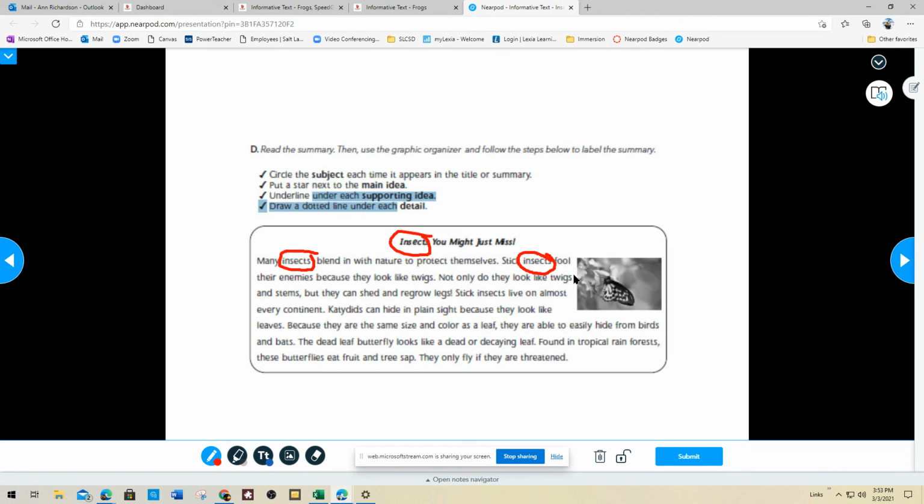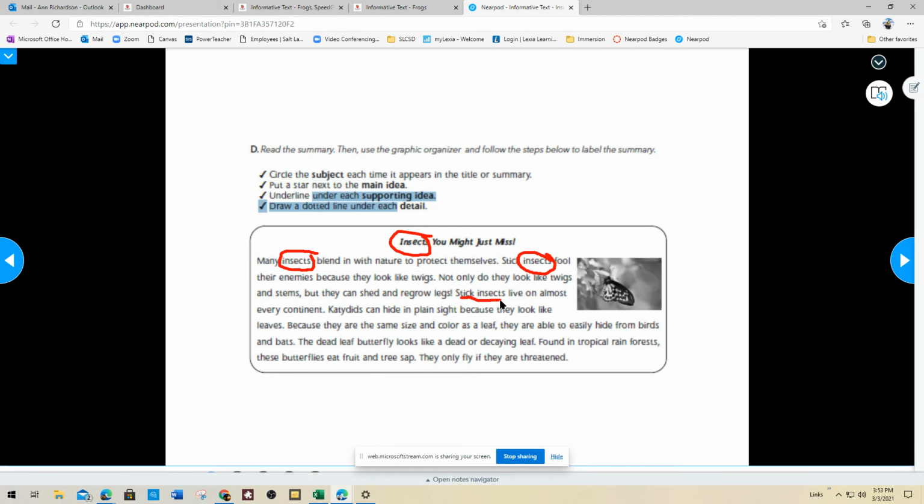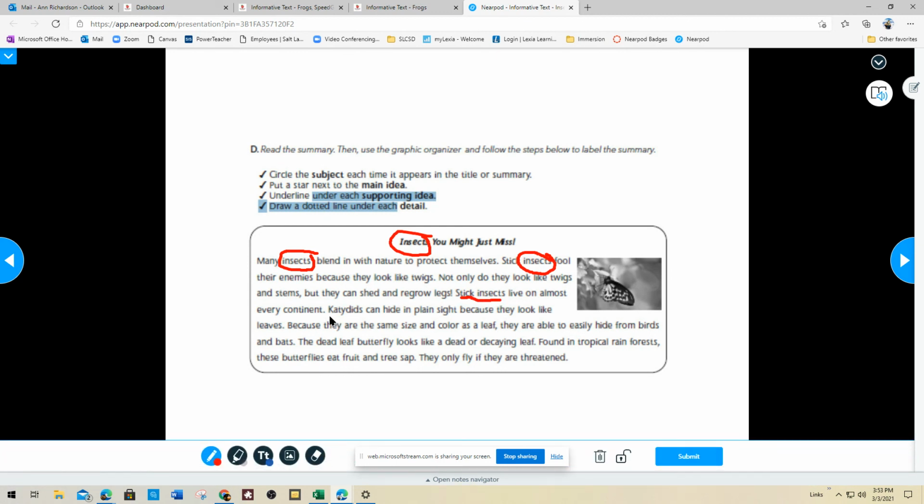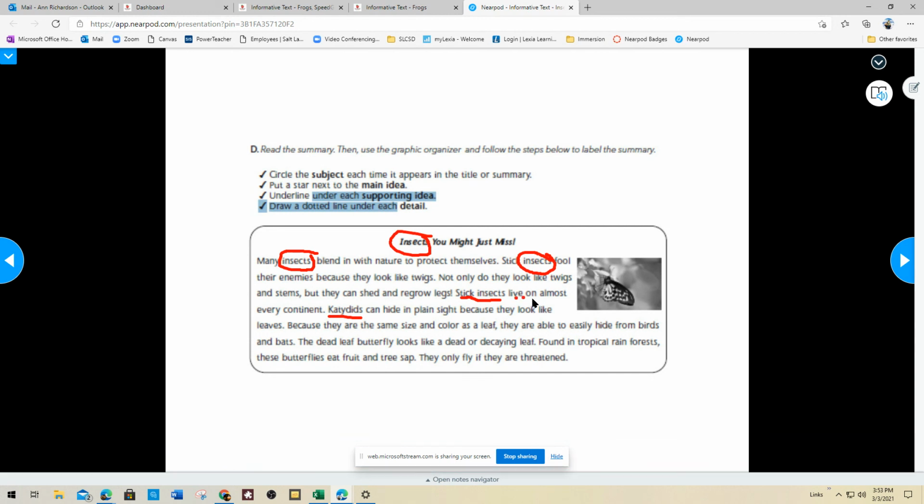All right, put a star next to the main idea. What is the main idea of this? Is it about insects blending? If it is, then you need to put a star next to that. Then you want to underline each supporting idea. Well, stick insects is one of those ideas. Let's see. Then katydids. And then there's one more. And then you draw a dotted line under each detail. They live on almost every continent.